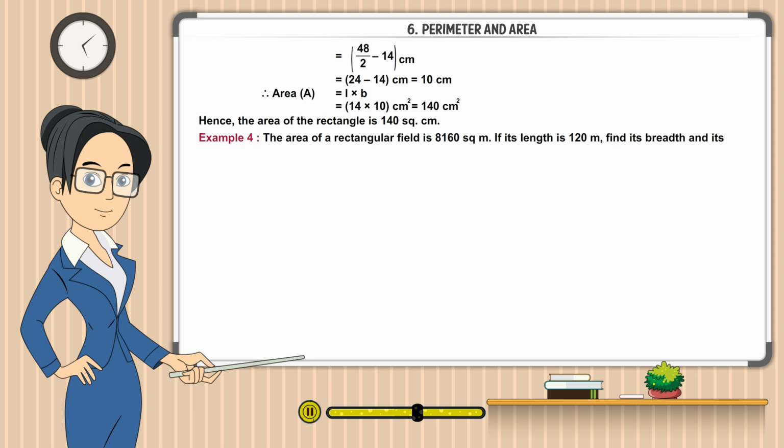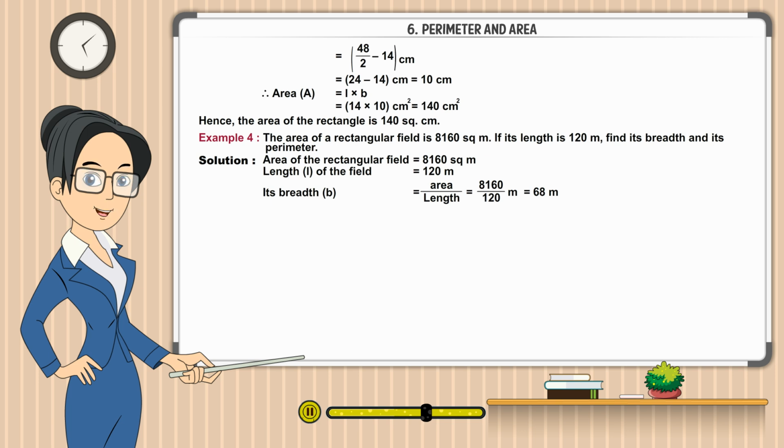Example 4. The area of a rectangular field is 8,160 square meter. If its length is 120 meter, find its breadth and its perimeter. Solution. Area of the rectangular field is equal to 8,160 square meter. Length L of the field is equal to 120 meter. Its breadth B is equal to area upon length is equal to 8,160 upon 120 meter is equal to 68 meter.